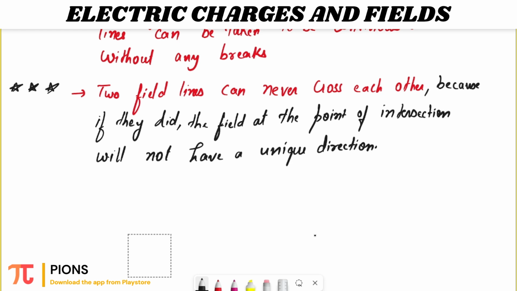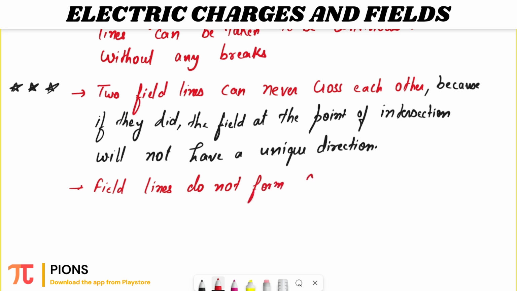So this is a very important and often asked property of field lines. Finally, the last one. The last one says field lines do not form any closed loop.